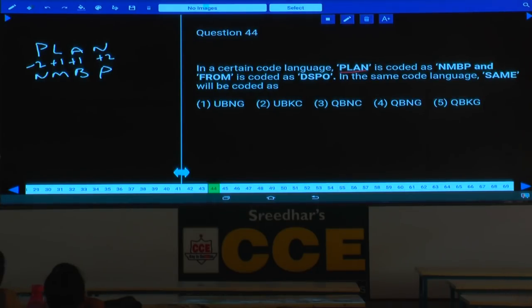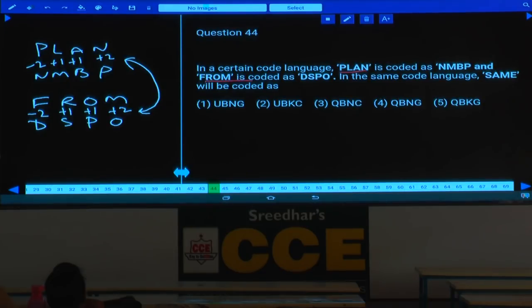Then again, "from" is coded as... One more example has also been provided here. From, and what is the code here? DSPO. Now, let us check out whether the same logic holds good in these two or not. Now, F and D, it is minus 2. R and S, plus 1. O and P, plus 1. M and O, here it is plus 2. Here in this one, the logic is one and the same.